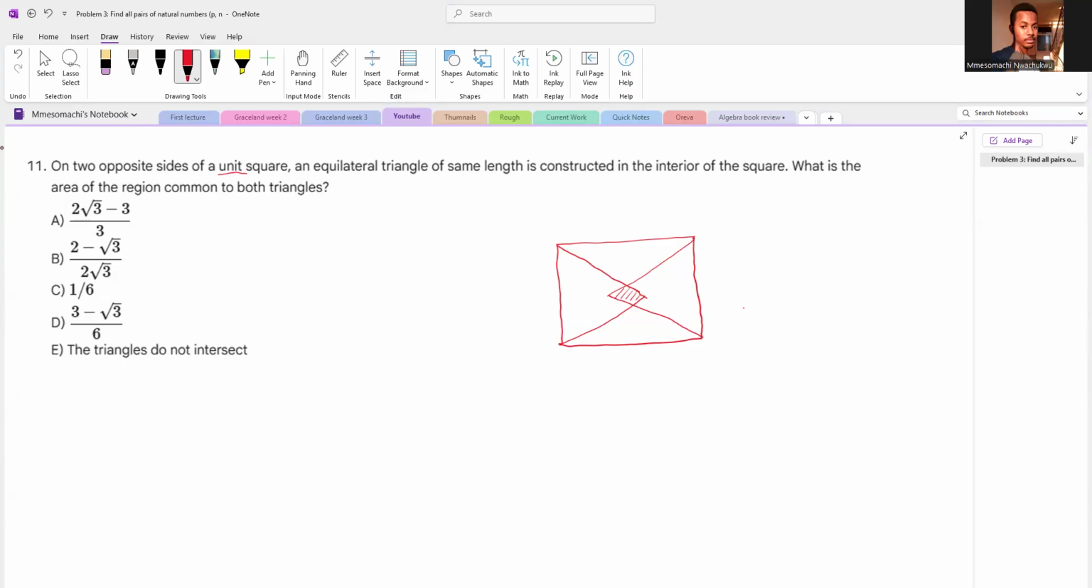So the first thing that you will notice is that that shaded region is going to be a rhombus and a kite. What I mean by a kite is that adjacent sides are equal. So basically, the shaded region should look something like this. The adjacent sides are equal and all sides are also equal. So it's a rhombus and it's a kite.